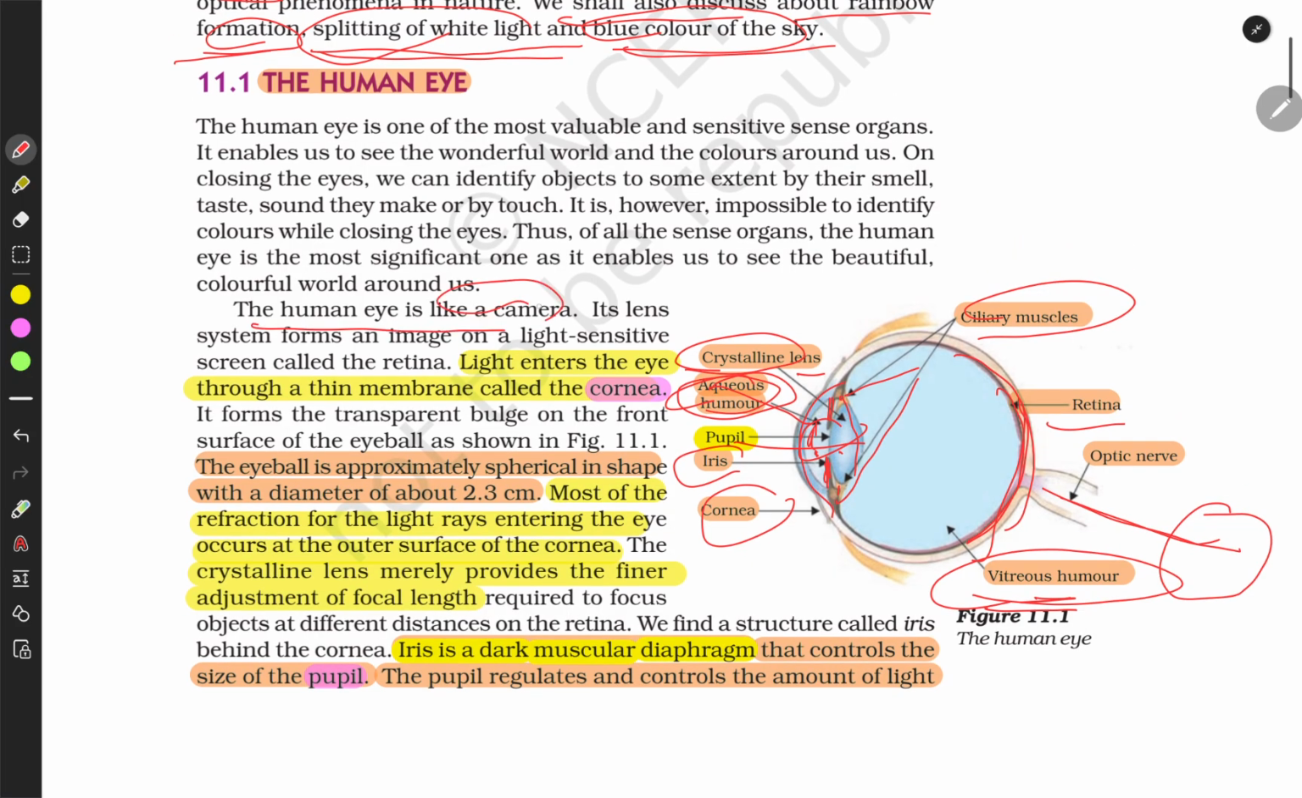The human eye is like a camera, and its lens system forms an image on a light sensitive screen called the retina. This light goes and bends here, and at the retina the image forms. The light enters the eye through the thin membrane called the cornea. So through this thin membrane, the cornea, light enters our eyes.